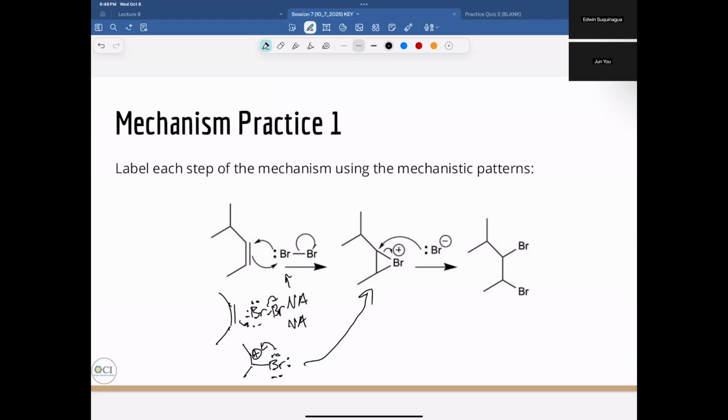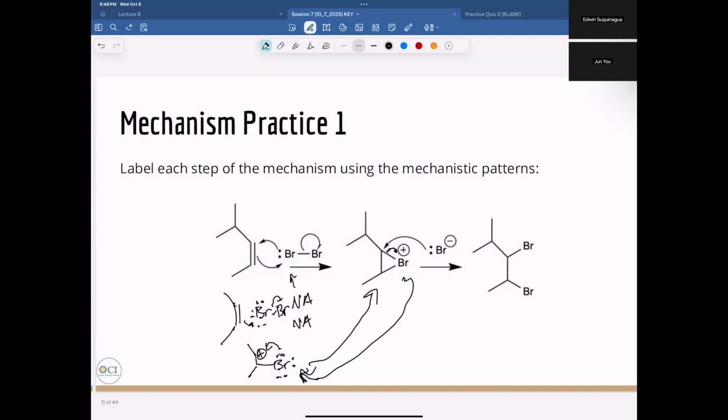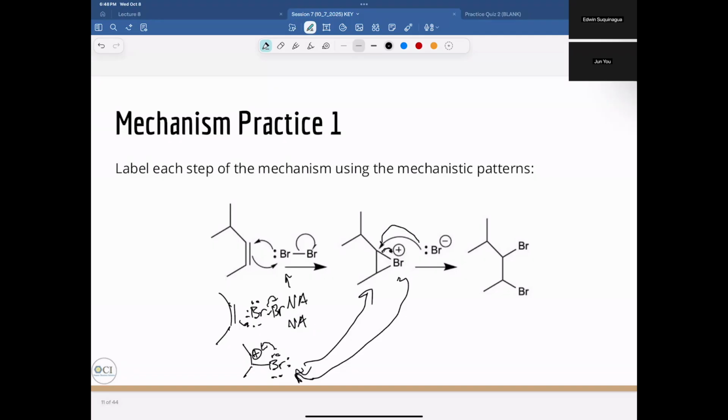And then in the next step, when this breaks, it basically is forming something that looks like that. So then this bromine can go and attack there where that positive charge is and form this product. That's another nucleophilic attack. That's basically as hard as it's going to get.